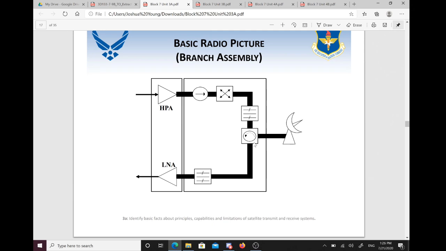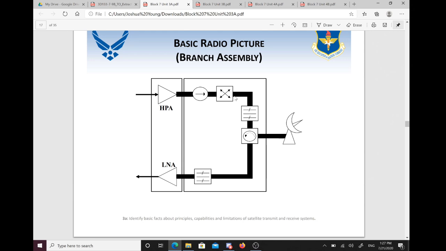So this is something that wasn't covered in the basic radio picture that we saw before: your branch assembly, otherwise known as your waveguide. This is your specific component that is attached to your antenna the majority of the time. And whenever we're in block 7, I like to take y'all outside, if block 9's not busy doing labs and transmitting on their GMTs, to the antennas and show you what this waveguide looks like.